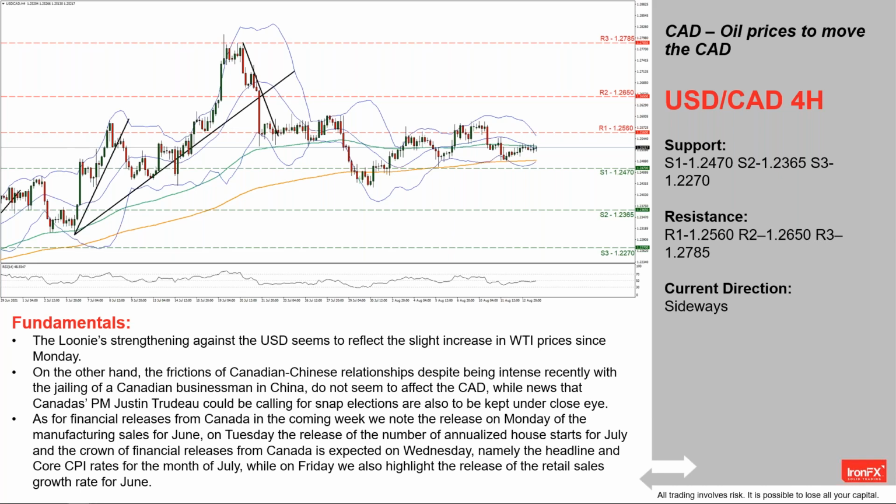As for financial releases from Canada in the coming week, we note the release on Monday of the manufacturing sales of June. On Tuesday, the release of the number of annualized house starts for July, and the crown of financial releases from Canada is expected on Wednesday, namely the headline and core CPI rates for the month of July, while on Friday we also highlight the release of the retail sales growth rate for June. That should sum it up for the day.